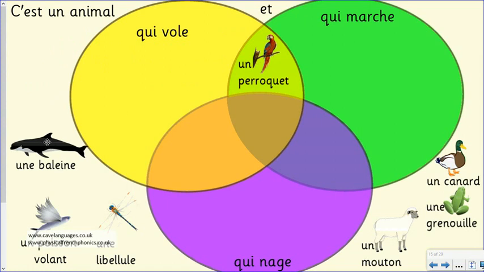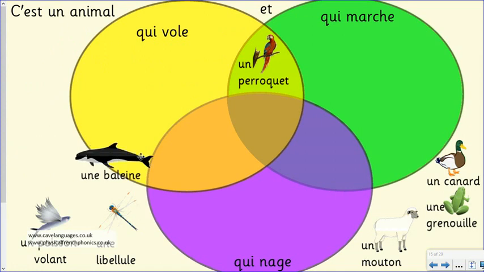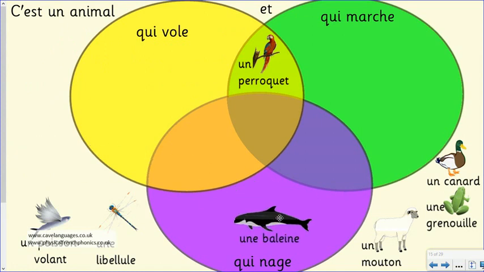What about baleine? Start your sentence with c'est un animal. C'est un animal qui nage. I'm going to put it here because it only swims. It doesn't fly and it doesn't walk.